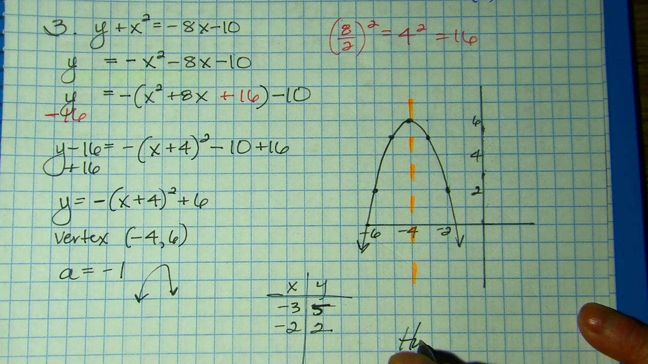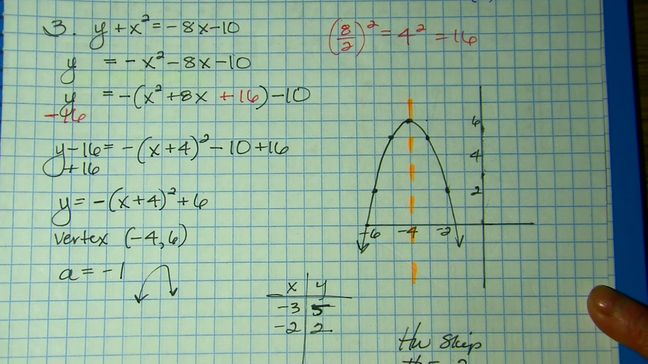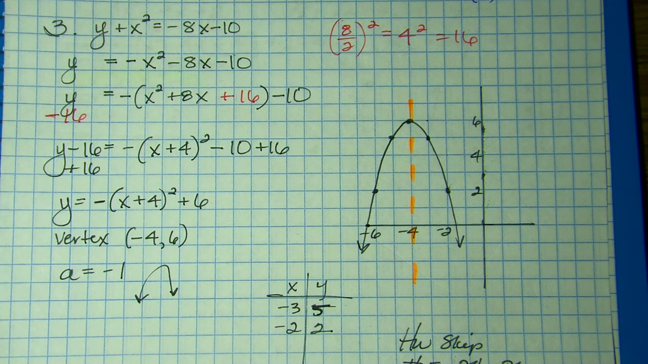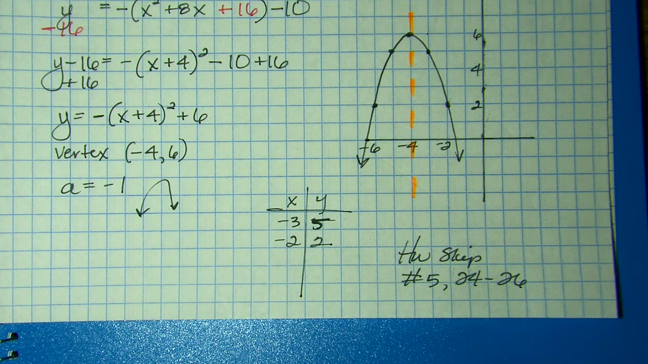For homework, we're only going to skip number 5 and 24 through 26. If you come across any problems from lesson 53, you're going to want to use my notes and worksheet for lesson 53. But that completes lesson 54.